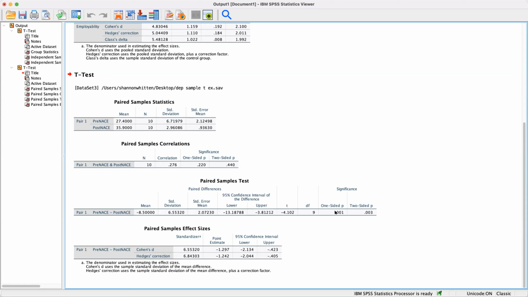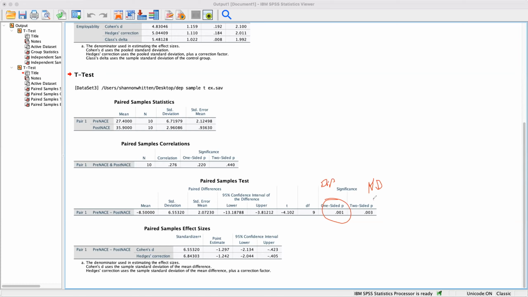you want this. So this is the directional hypothesis, and this is the non-directional hypothesis. Wow, this is bad writing, but it's okay. So anytime you know beforehand which mean should be higher, or you're hypothesizing one mean would be higher, you use the one-sided p for the one-tailed test for the directional hypothesis.